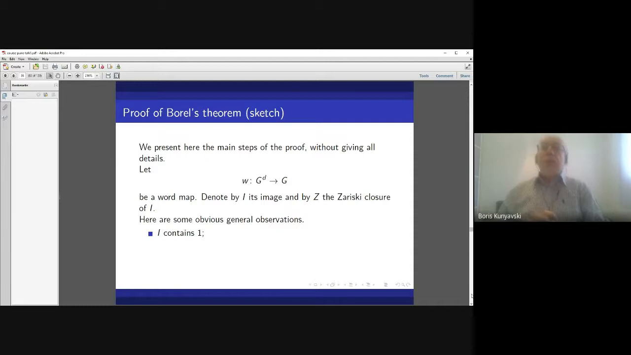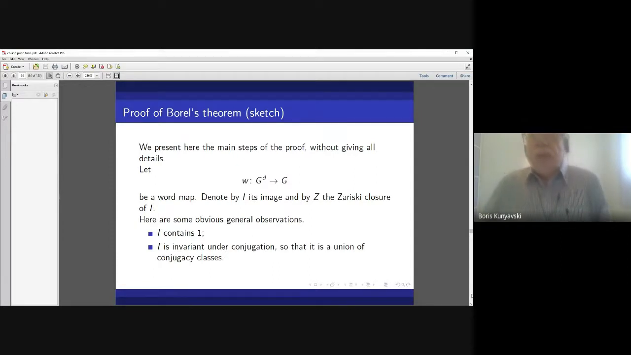So start with some obvious general observation. Of course, I contains 1. Why? Because just substitute a d-tuple of elements of G, which are all equal to 1, the unit element. After raising to all powers and making all multiplications, after performing all these operations, of course, you'll arrive at the unit element. So you'll get 1 as the image of the unit d-tuple. So there's nothing to prove, but this is important. So at least we know some special important element of G, which is always in the image.